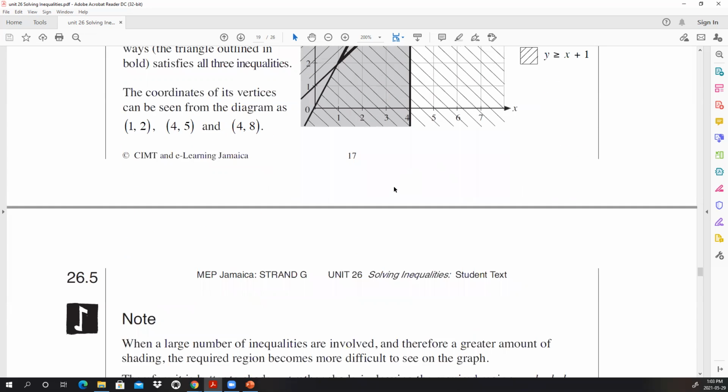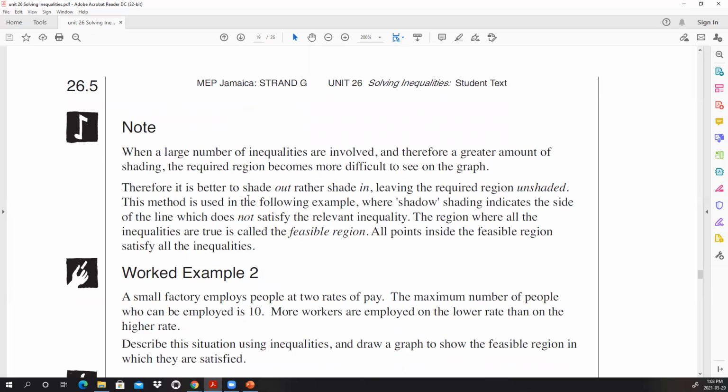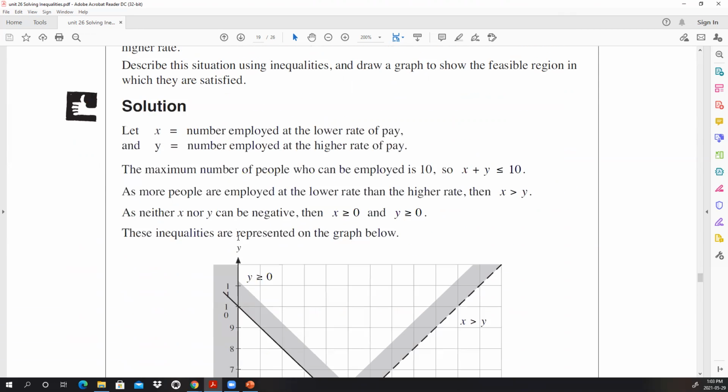So these are very important for linear programming, and you'll see that when a large number of inequalities are involved and therefore a great amount of shading, the required region becomes more difficult to see on a graph. Therefore, it is better to shade out, leaving the required region unshaded. This method is used in the following example, where shadow shading indicates the side of the line which does not satisfy the relevant inequality. The region where all the inequalities are true is called the feasible region. All points inside the feasible region satisfy all inequalities.